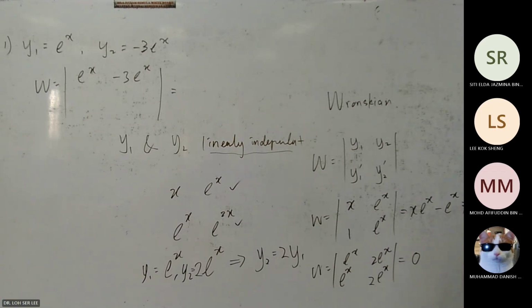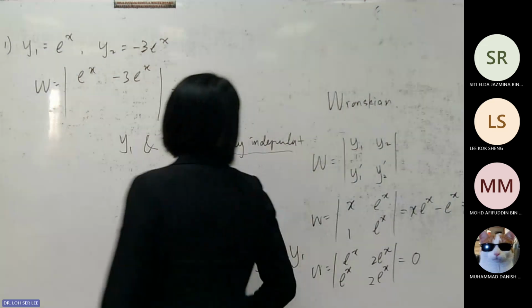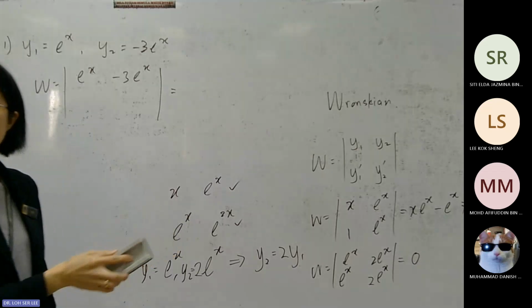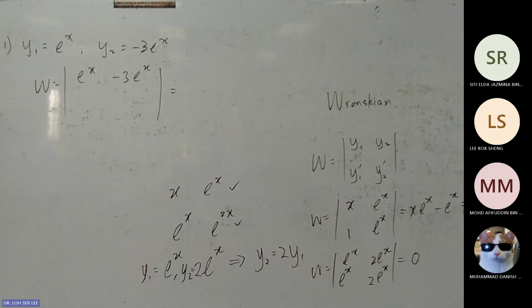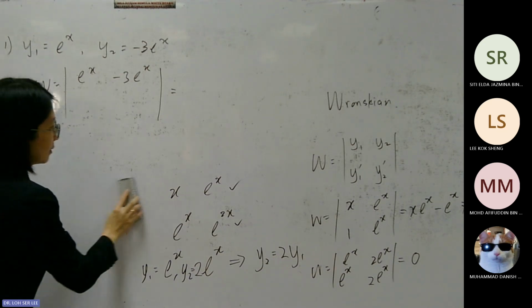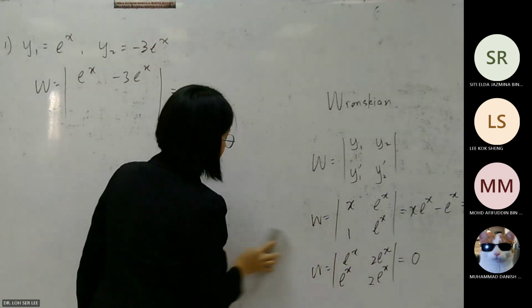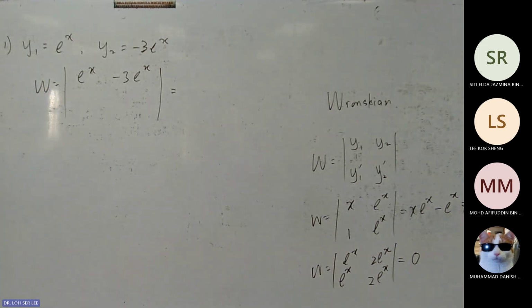Apply ad minus bc. If the Wronskian equals 0, then y1 and y2 are linearly dependent. 0 equals 0 is dependent. So try to answer this one.